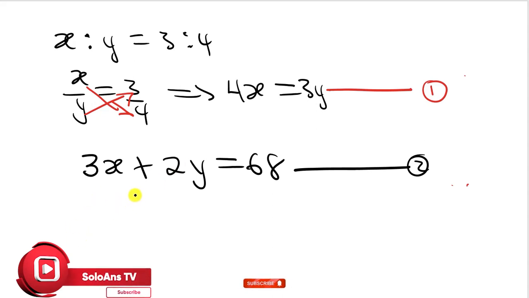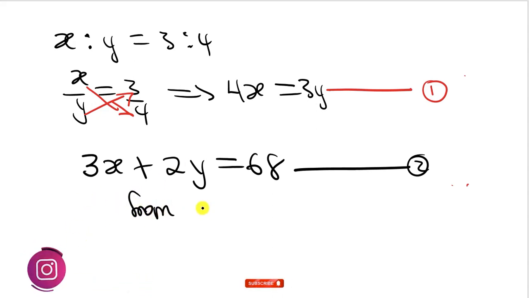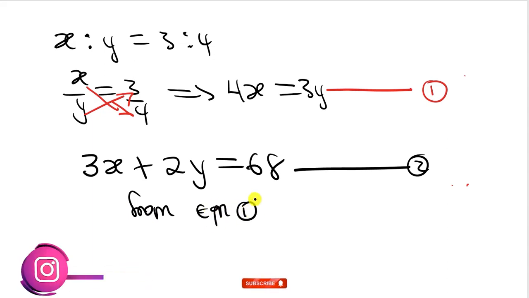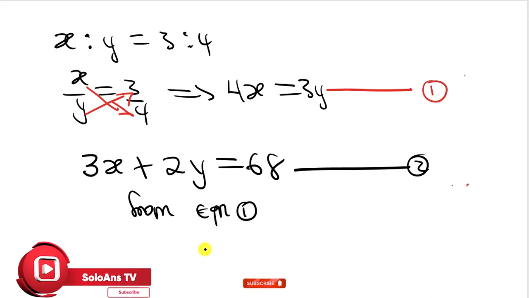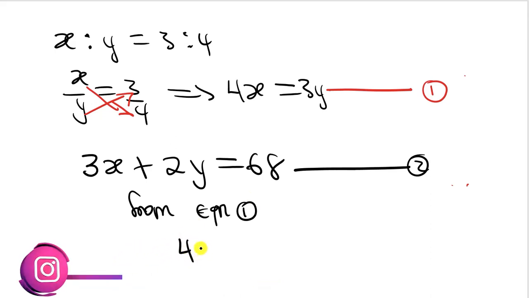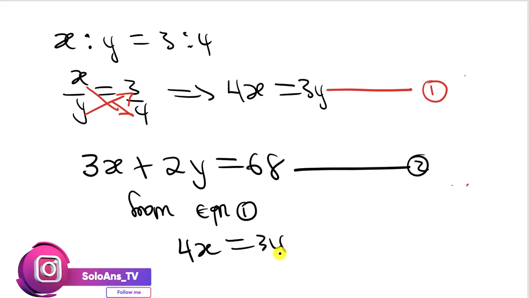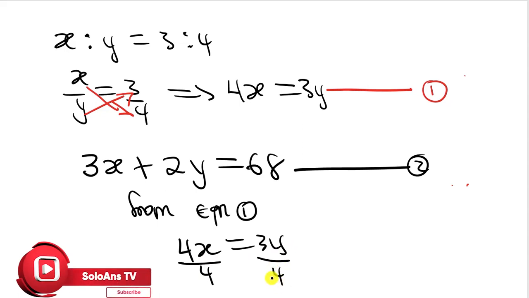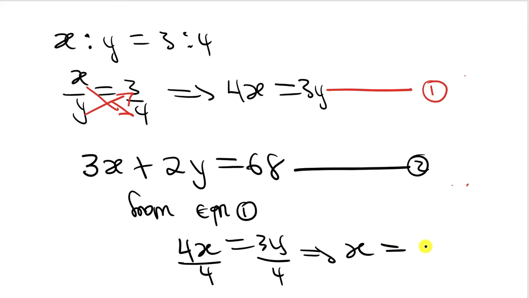In that case, what we are going to do is from our first equation, so from equation 1, we want to make one of the variables the subject. All right. So we can make x the subject, and that is going to give us 4x being equal to 3y. We divide this side by 4. We divide this side by 4. And that is going to give us x being equal to 3y over 4. We can label this equation as equation 3.